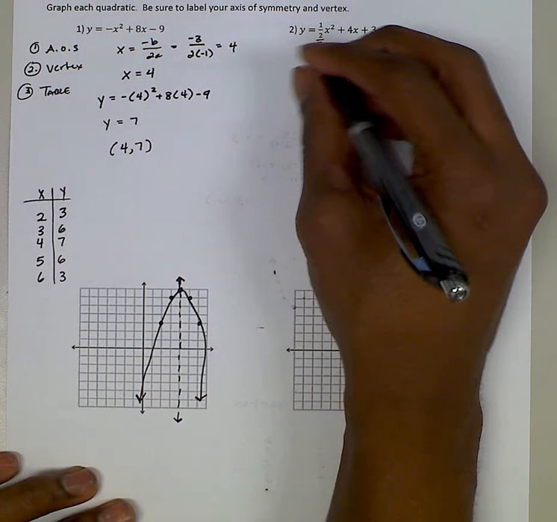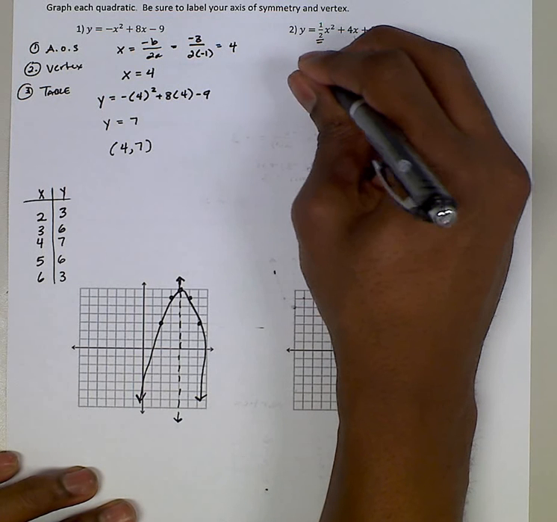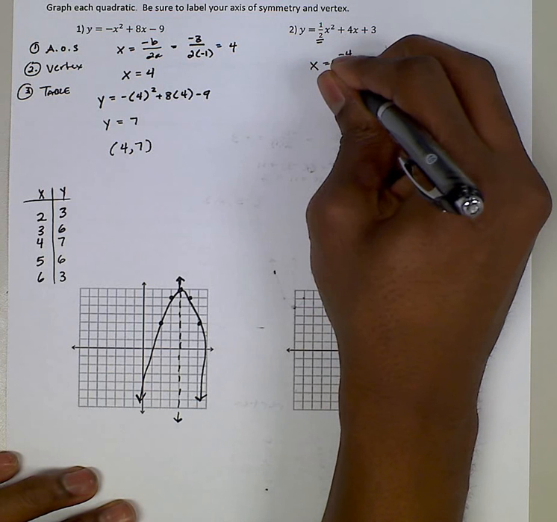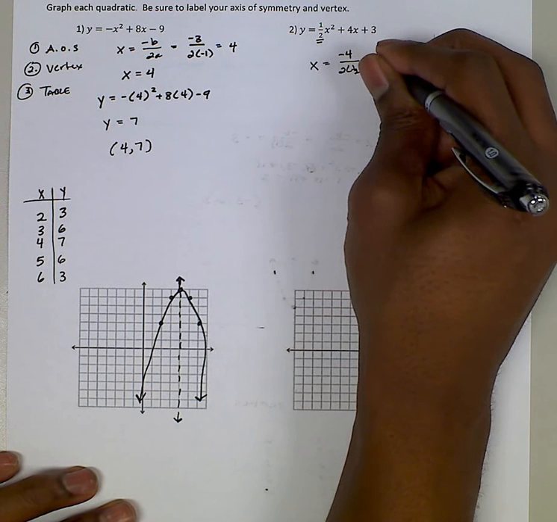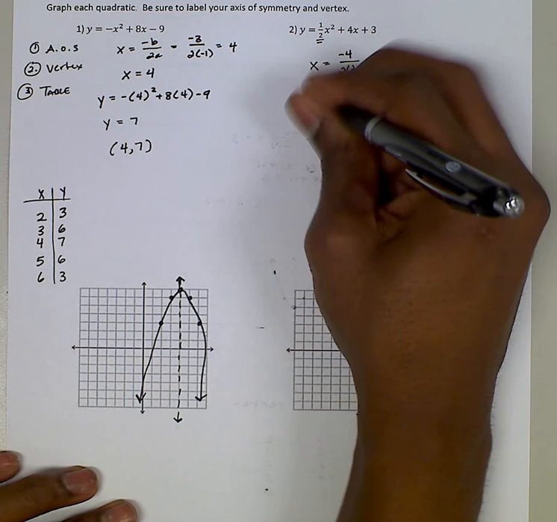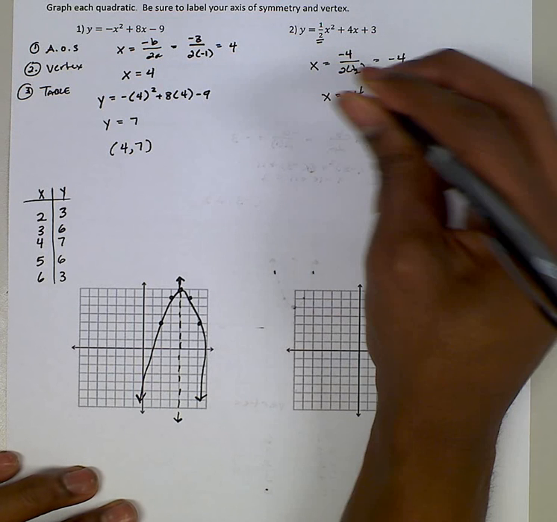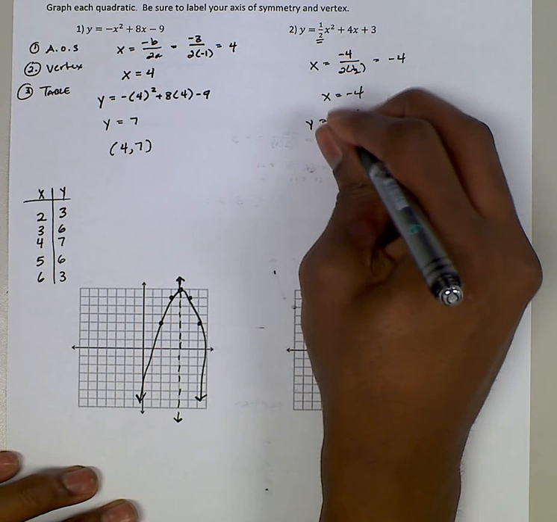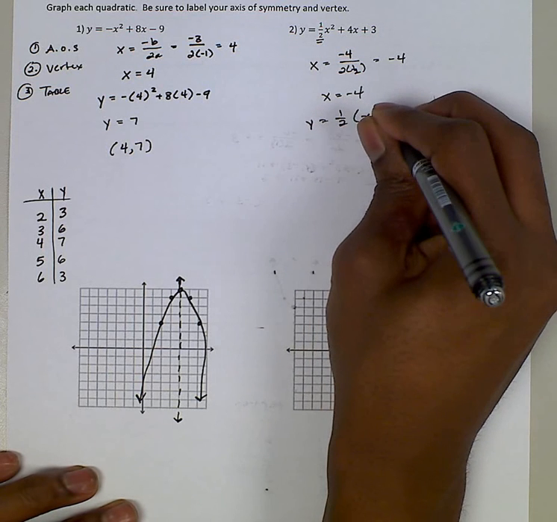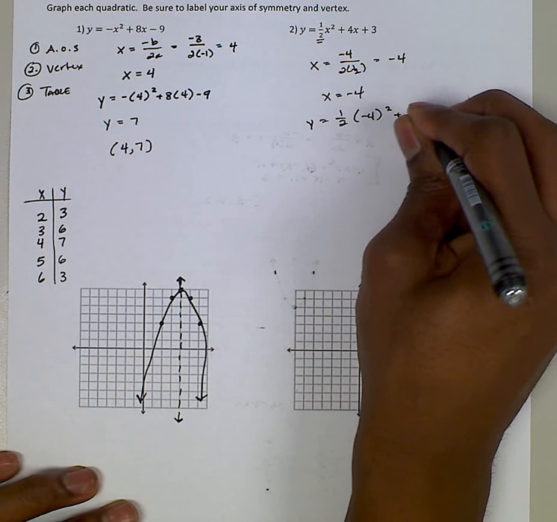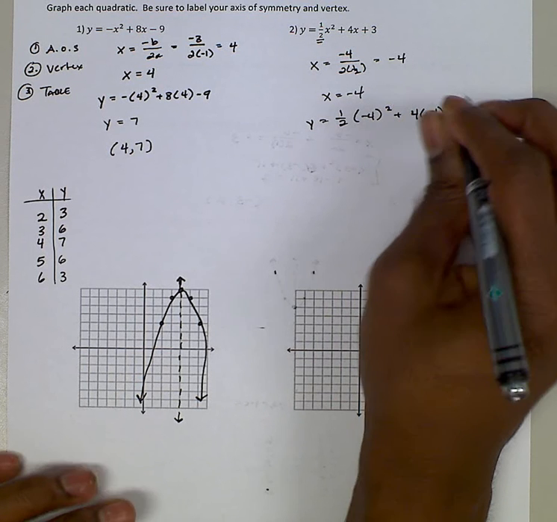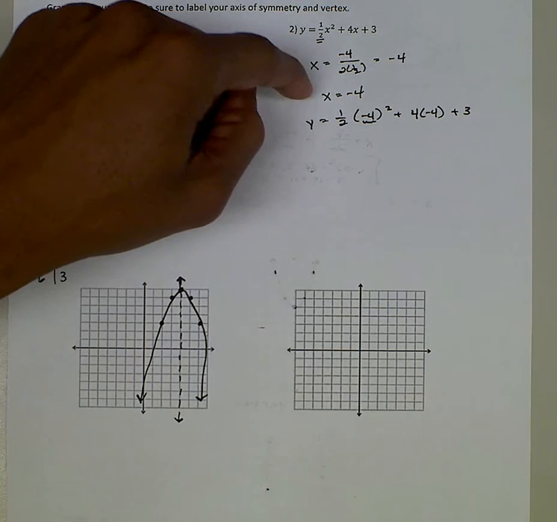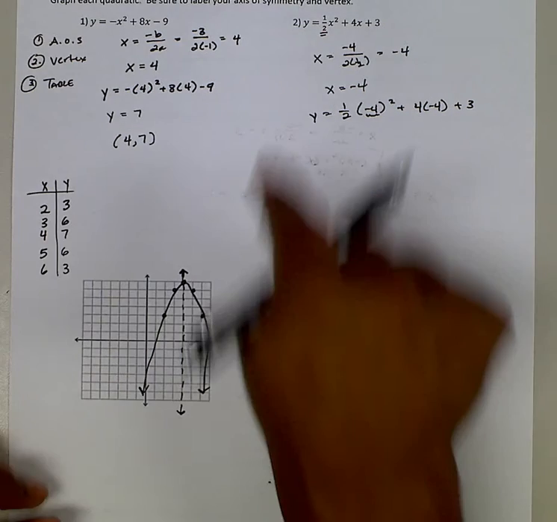So, found our axis of symmetry, x equals opposite b over 2a, so 2 times 1/2. So negative 4 divided by 1, which is negative 4. We'll plug that into our equation. Y equals 1/2 negative 4 squared plus 4 times negative 4 plus 3. Okay, now notice here I have the negative 4 inside the parentheses because that's what x was. X was negative 4. There wasn't a negative already sitting out here.